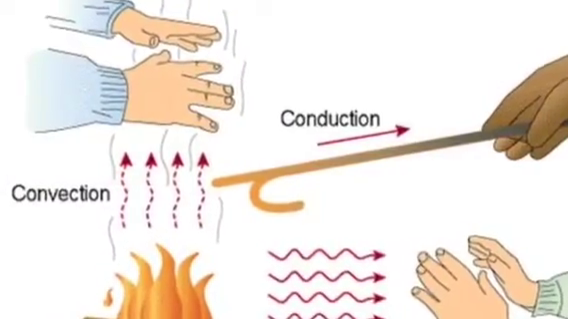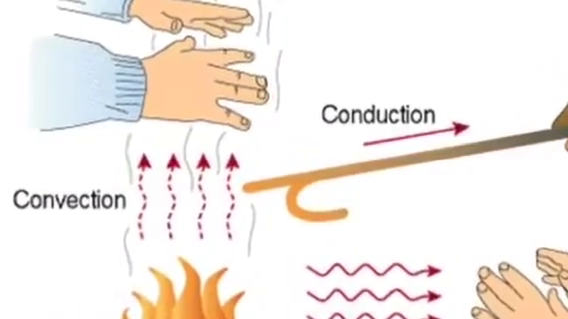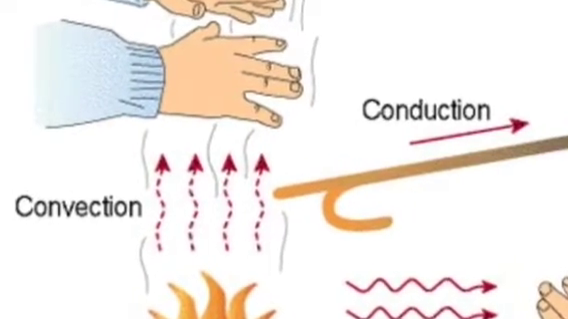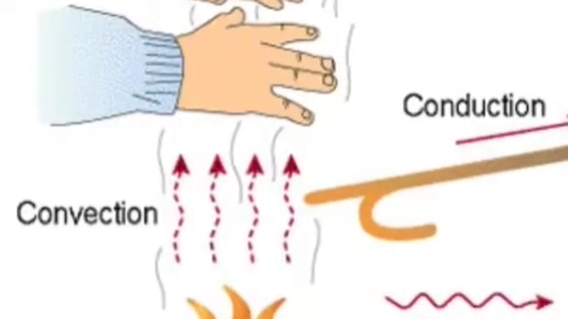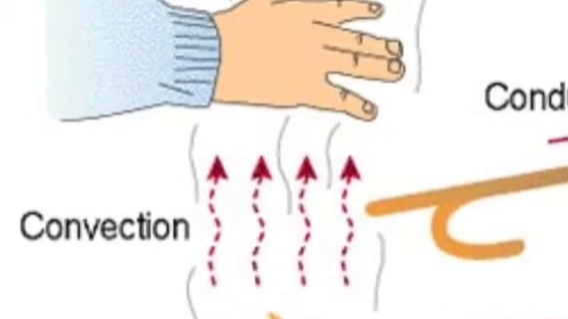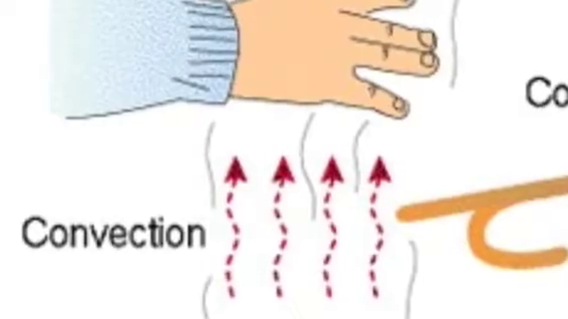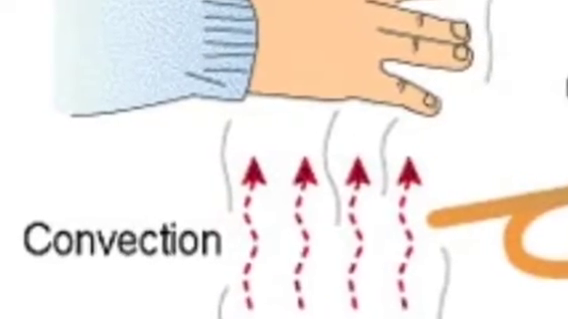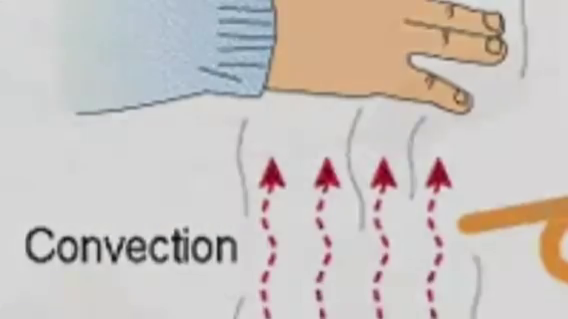The second way the sun heats the Earth is through convection. This is the movement of material due to a difference in temperature. Air near the surface heats up, becomes less dense, and rises. Hot air rises, cools off, becomes more dense, and then sinks. Unequal heating of the Earth's atmosphere causes convection currents.